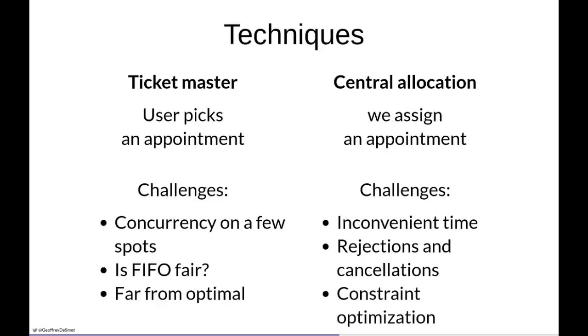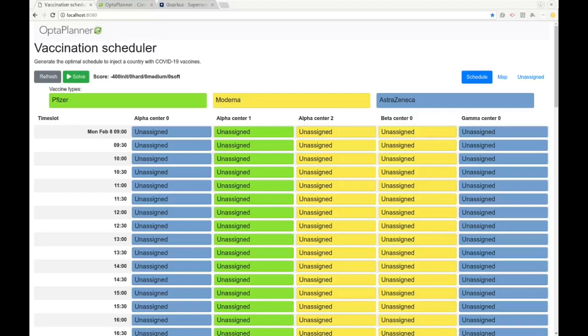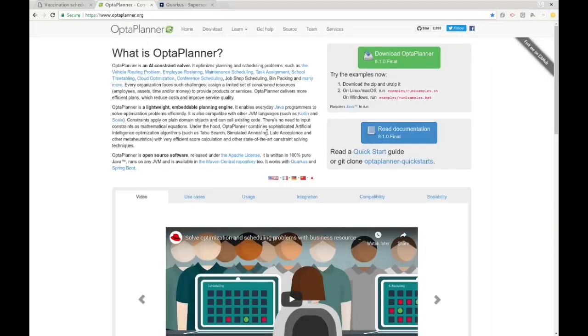Furthermore, there are constraint optimization challenges there. Let's take a look at the implementation. For this implementation, I've of course used OptaPlanner, which is an open source AI constraint solver used across the globe for all kinds of planning problems, such as vehicle routing, employee rostering, maintenance scheduling, task assignment, school timetabling, and many more.